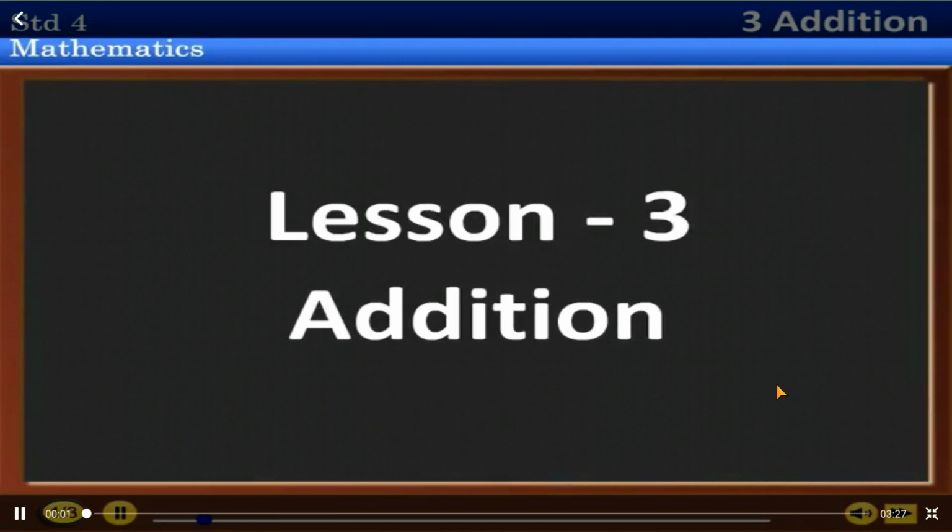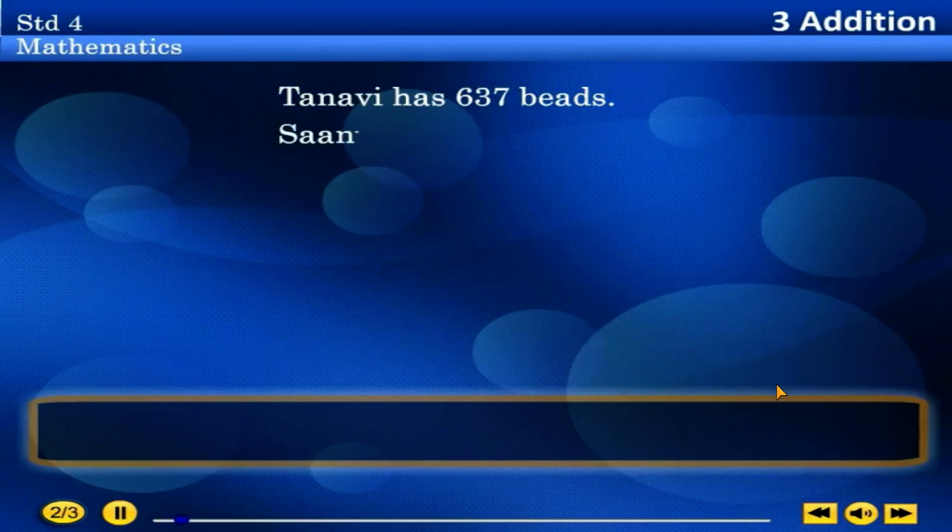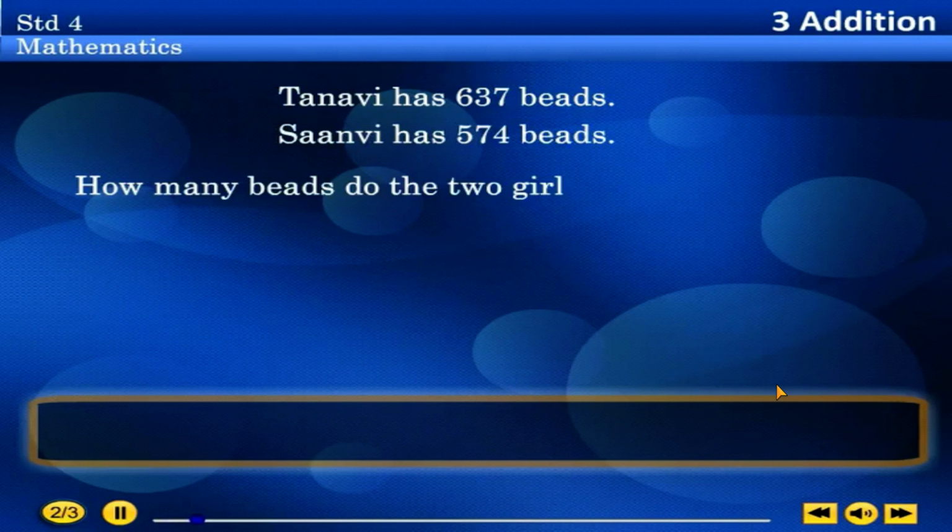Lesson number 3, Addition. Explanation. Addition with carrying over. Tanvi has 637 beads. Sanvi has 574 beads. How many beads do the two girls have altogether?